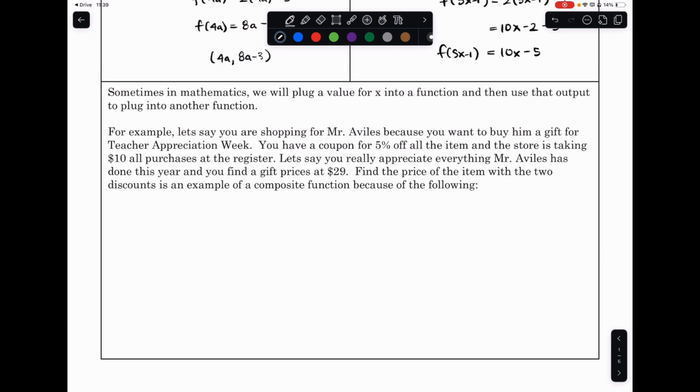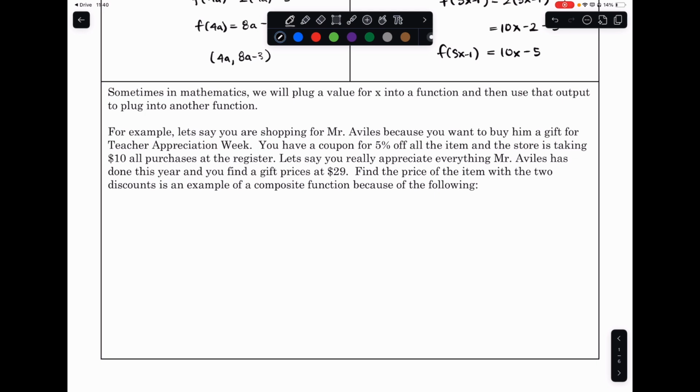Now, sometimes in mathematics, we have to plug a value of x into a function and then use the output to plug it into another function. So for example, let's say you're going to shop for Mr. Aviles because you want to buy him a gift for Teacher Appreciation Week. You have a coupon for 5% off of all items, and the store is taking $10 off purchases at the register. Let's say that you really appreciate all the work that Mr. Aviles is doing, and you buy him a gift that costs $29, before discounts. Let's find the price of the item with the 2 discounts.